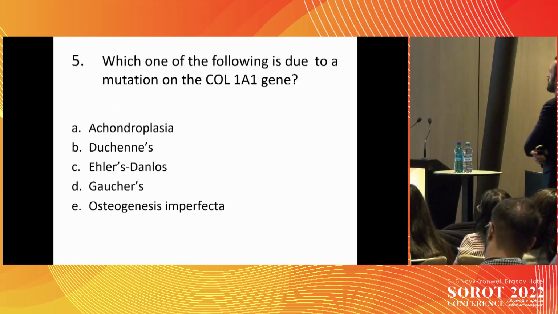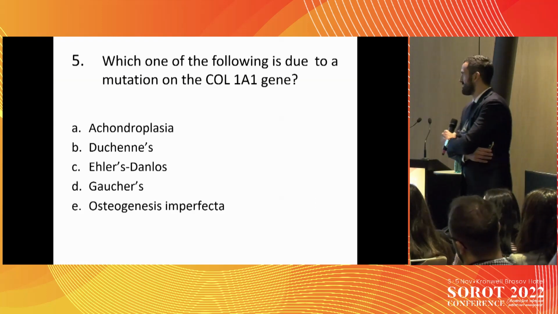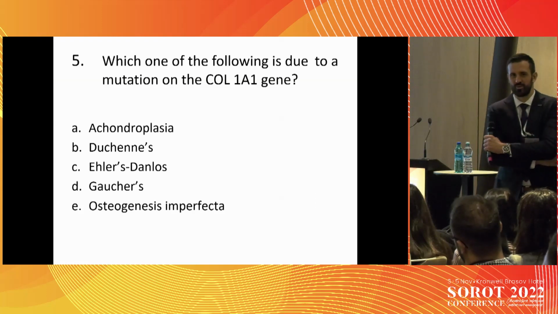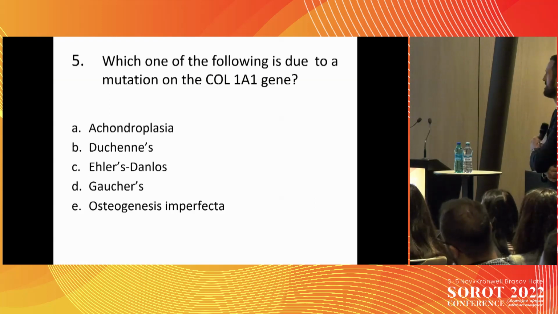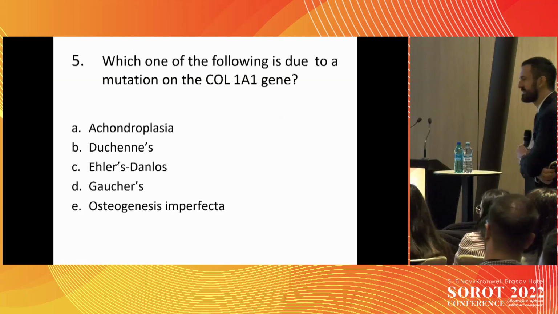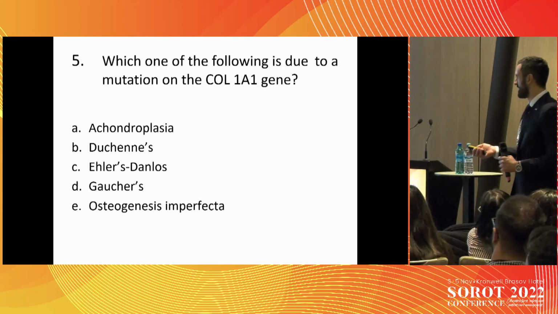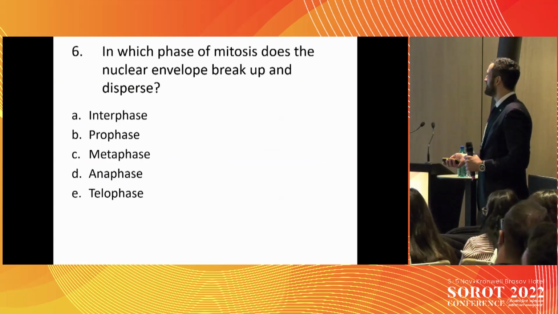Which one of the following is due to a mutation of the collagen gene? You're going to do it? Yeah. Okay. Try to remember in which disorder the collagen type 1 is affected. Nope. E. Very good. Osteogenesis imperfecta. It's the problem with collagen type 1.